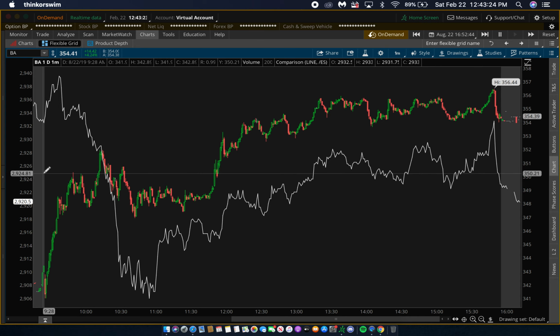But in the morning, what's interesting is the market was somewhat flat, right? As Boeing was coming up, the market was flat. So Boeing right there is showing relative strength. So you can take a long position. You could buy calls based off that judgment.